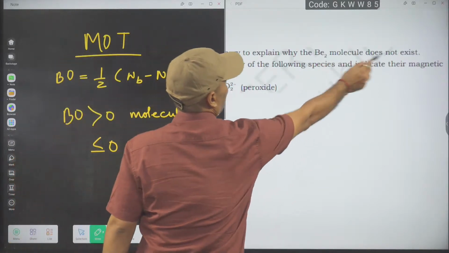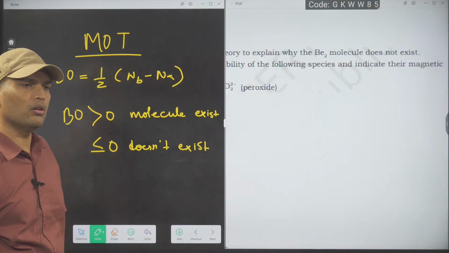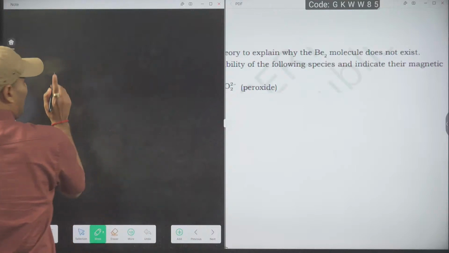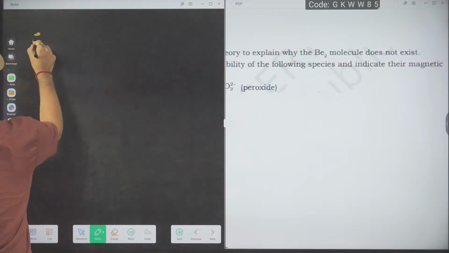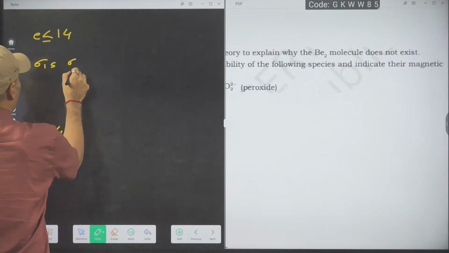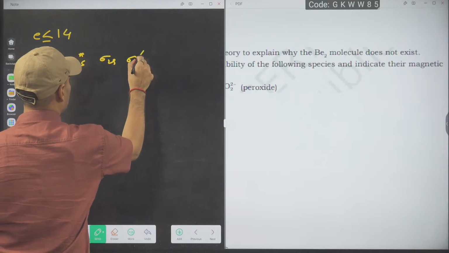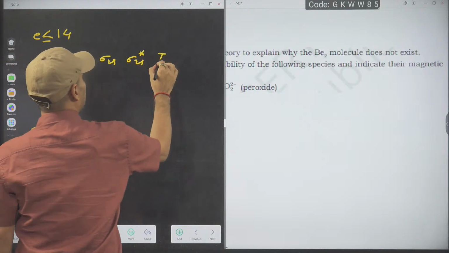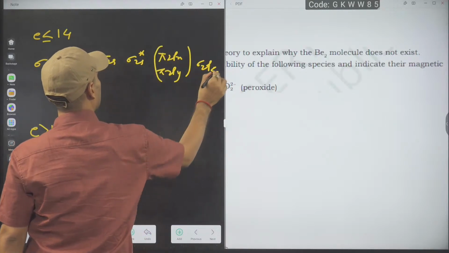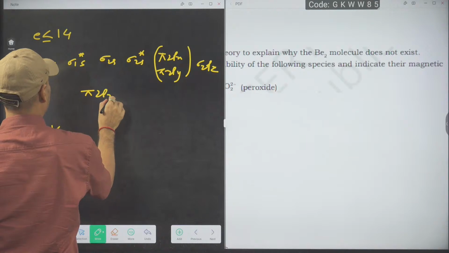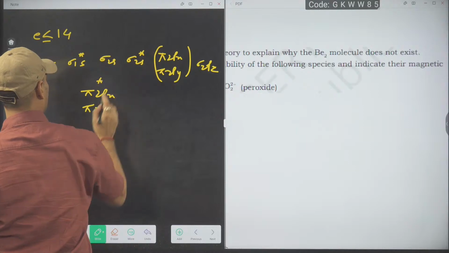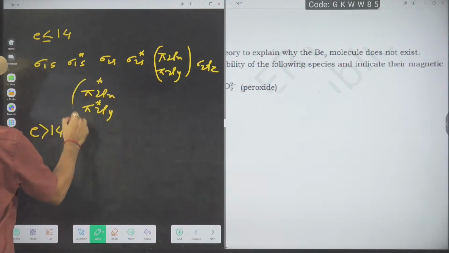So for this question we can say that Be2 does not exist, that means its bond order will be 0. That's why it is not existing. Clear? One question done. Now you know, kids, there are two configurations: one for less than or equal to 14, one for greater than 14. We know sigma 1s star, sigma 2s star, then pi 2px, pi 2py, then sigma 2pz, then its pi star orbitals, pi 2px star, pi 2py star. Clear?